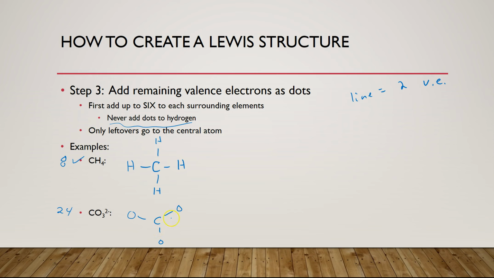Right? So I've got 2, 4, 6 valence electrons. I've got to assign all 24 of those in, right? So I'm going to begin by adding up to 6 more to each of my surrounding elements. Alright? So I've got 2 there, 4, 2, so there's my 6 more, so that makes a total of 8 around that oxygen.